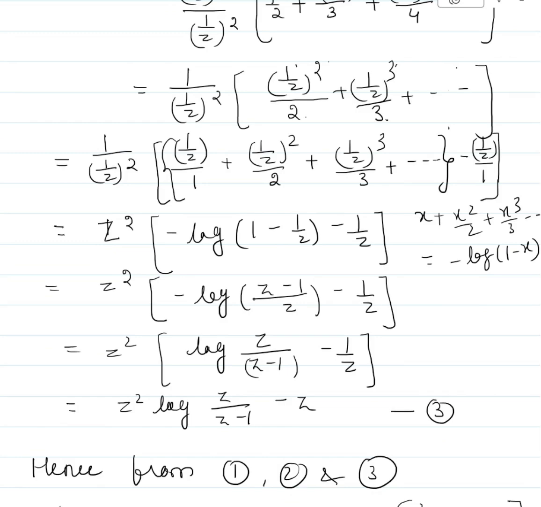remaining the same. Now since this minus is outside, we can revert it by the logarithm concept: log of z upon (z minus 1). So this is the final result, z square log z minus z upon (z minus 1) minus z square upon z, which means z. This is the final result of the z transform of 1 upon n plus 2.